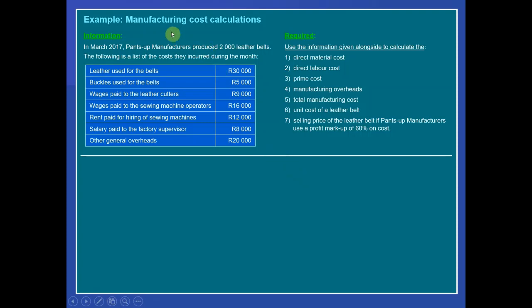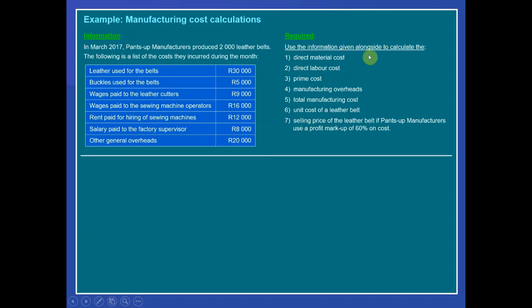So let's illustrate this by way of an example. In March 2017, Pants Up manufacturers produced 2,000 leather belts. The following is the list of the costs they incurred during the month. The leather used for the belts, 30,000. The buckles used for the belts, 5,000. Wages paid to the leather cutters, 9,000. Wages paid to the sewing machine operator, 16,000. Rent paid for hiring of sewing machines, 12,000. Salary paid to the factory supervisor, 8,000. Other general overheads, 20,000.